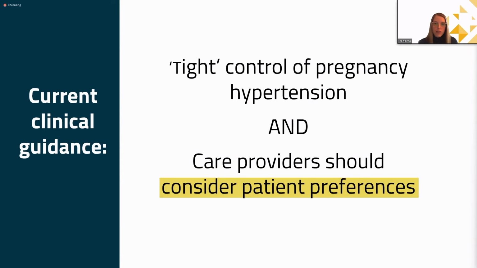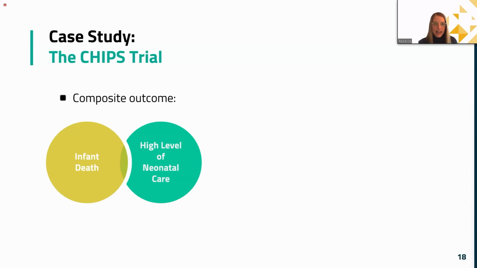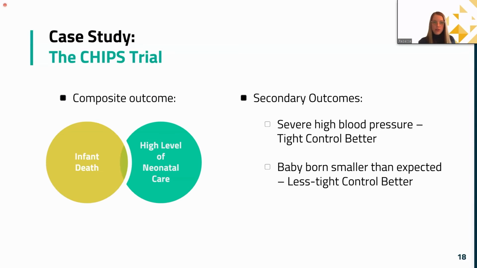But right now, well, I guess until now, there was no real way for patients and care providers to integrate their preferences with the CHIPS trial data. So if we look at this slide again, what am I supposed to do with this? There's no difference on these really important outcomes. And then there's differences on other secondary outcomes, but in opposite directions.